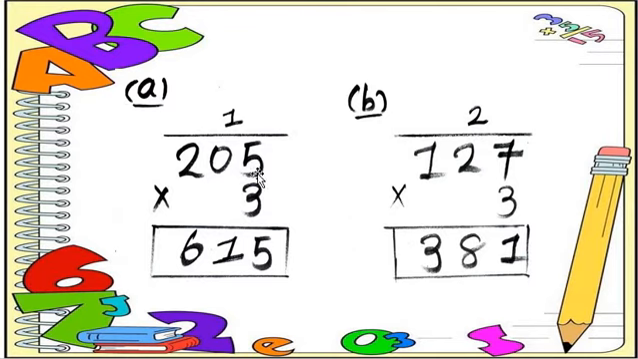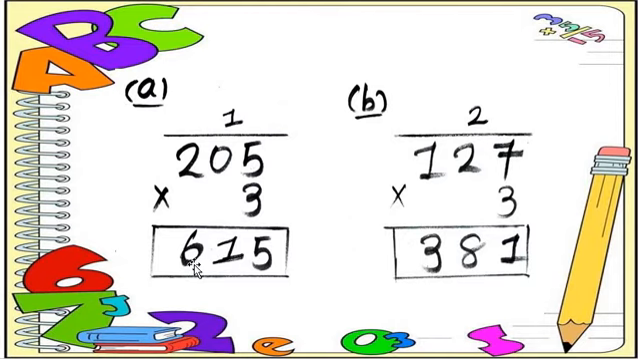So 3 multiply with 5, then 0, then comes 2. So 3 5s are how many, all students? 3 5s or 5 3s are 15. So 5 here and 1 as a form of carry. Then 3 zeros are 0, because any number multiply with 0 gives product 0. But here don't forget to add this carry. So 0 plus 1 is equal to 1 here.